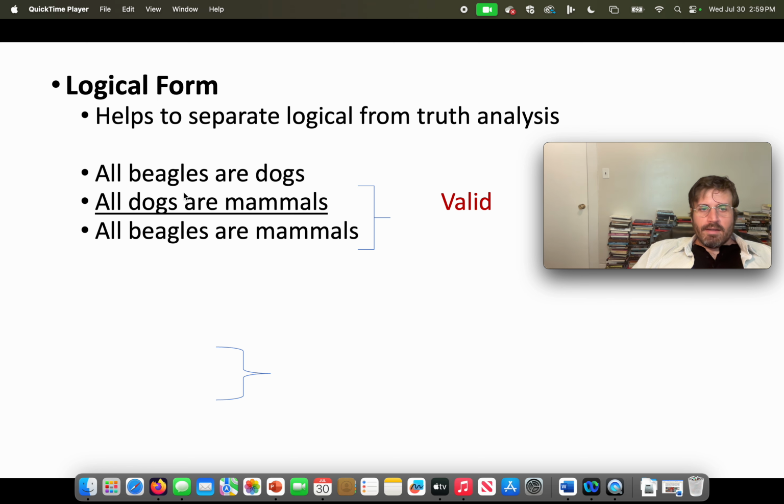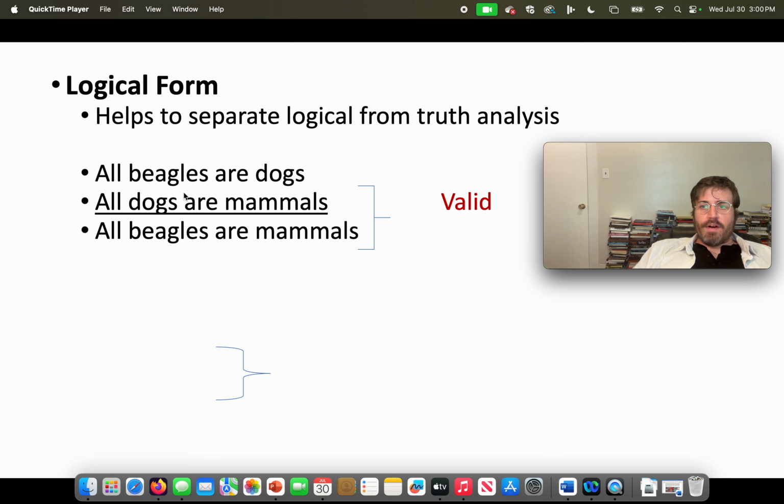That last line, all beagles are mammals, is the conclusion. This is an example of a valid deductive argument. It is valid because it is impossible for that conclusion to be false if we grant that premise 1 and premise 2 are both true.